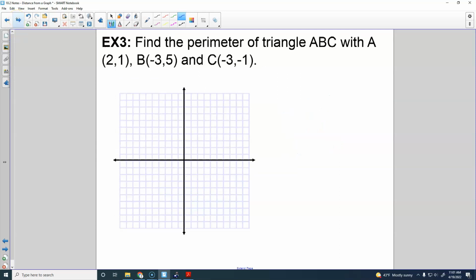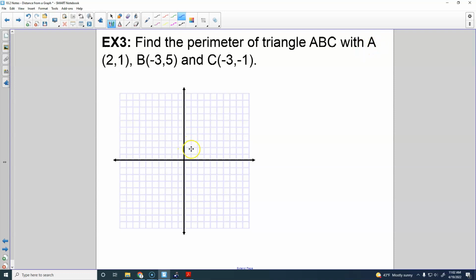All right, let's try this one. These are evil questions created by math teachers to make you have to do 3 questions at once. Because they're asking for the perimeter of a triangle, and it gives us the 3 points. What do we do to find the perimeter of a triangle? We got to find all 3 sides and add them together, right? So this is one problem, but you're going to have to find the distance 3 separate times.